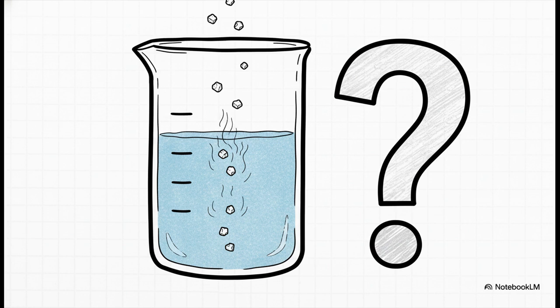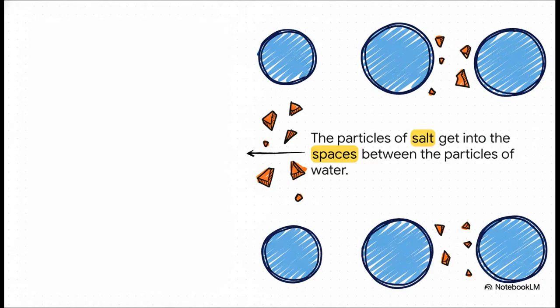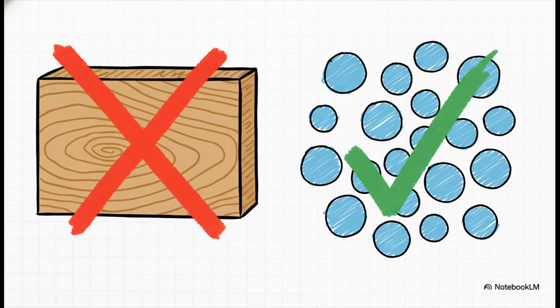So what happened? Where did the salt go? Did it just vanish? Well, here's the brilliant explanation. The salt didn't disappear at all. What happened was, the salt broke down into tiny, tiny particles, and those particles slipped into the empty spaces that already exist between the particles of water. They just filled in the gaps. So this simple activity proves something absolutely crucial. Matter isn't a continuous solid block. It is particulate. It's made of tiny particles, and there are spaces between them.